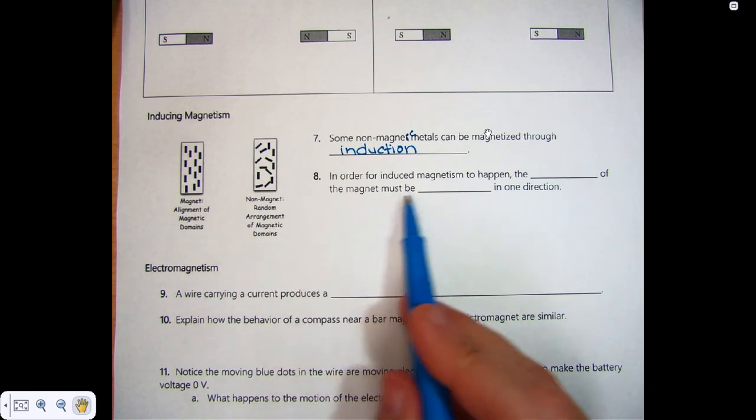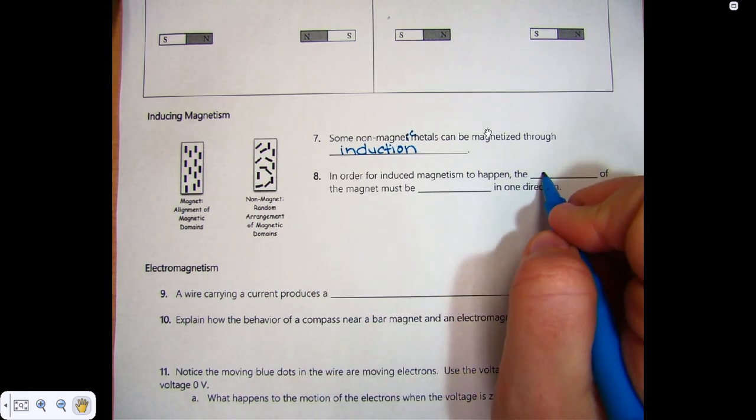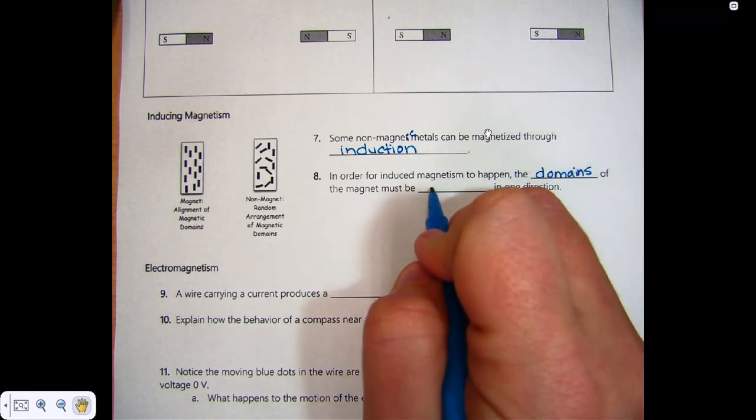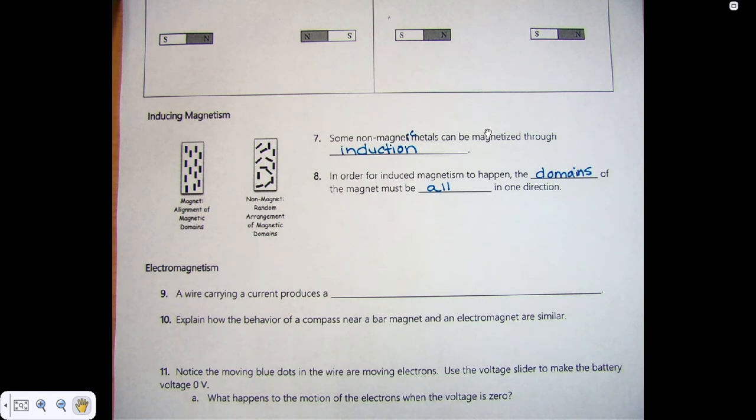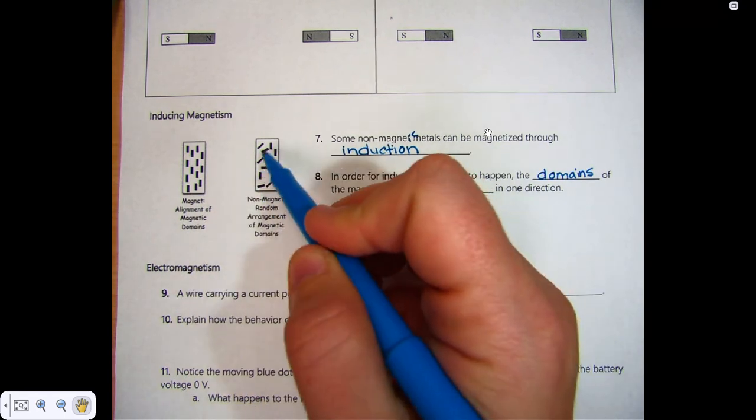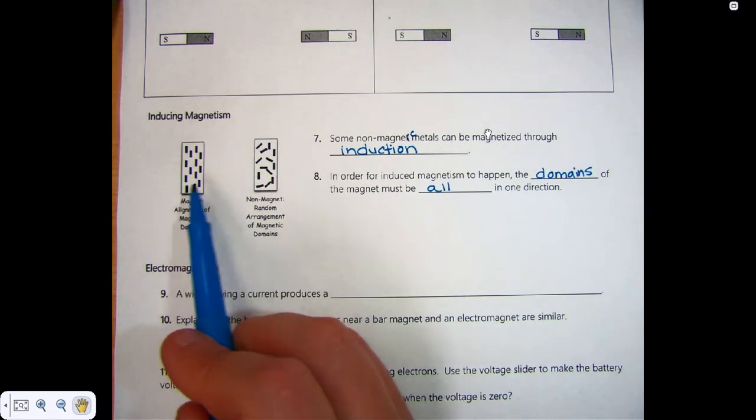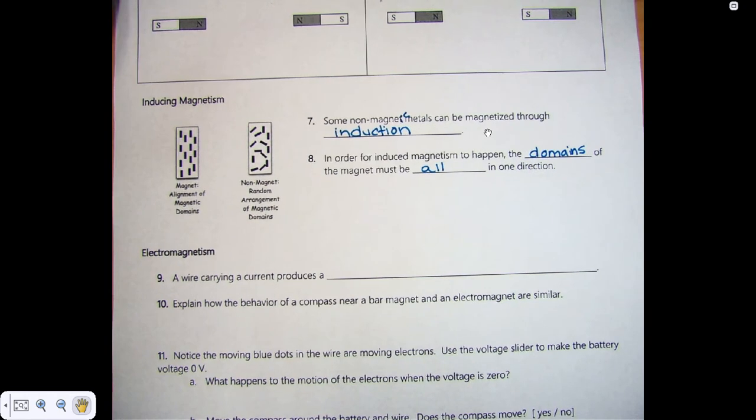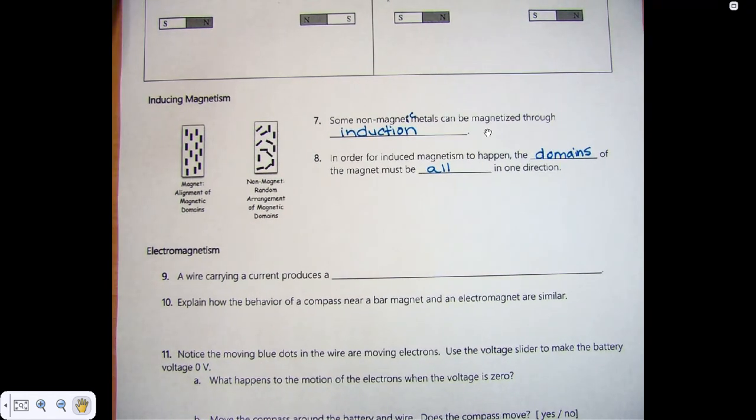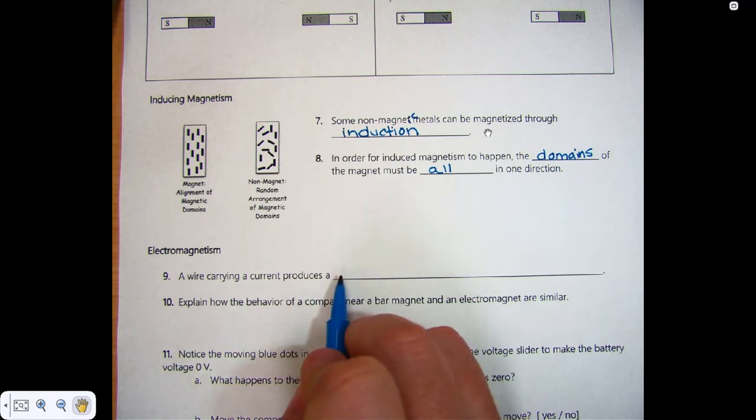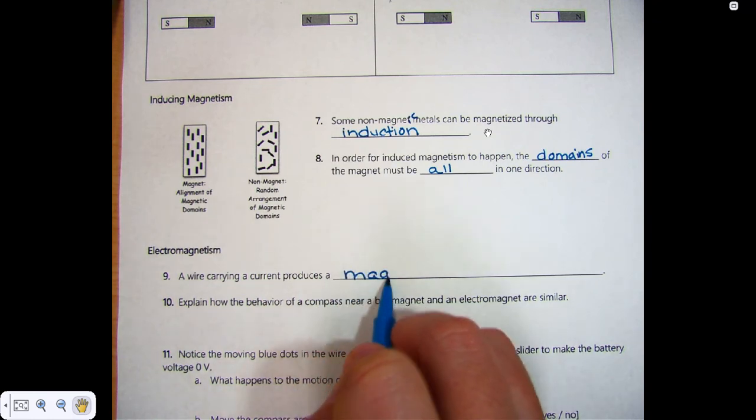In order for induced magnetism to happen, the domains of the magnet must be all in one direction. So this would show it all in one direction. These are all varied. This is magnetized, this is not. All right, and then the last thing you should have, if you read the article on electromagnetism, you should know a wire carrying a current produces a magnetic field.